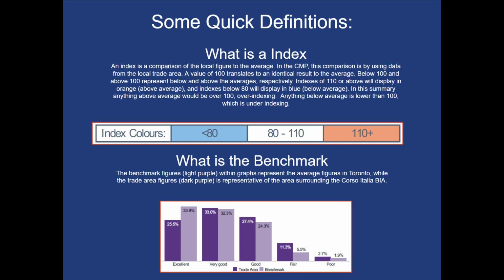For benchmark, it's a straightforward way of organizing data. If it's dark purple, it's representative of our data set, the data set for the trade area that we have about the people living in the area surrounding the Corso Italia BIA. And the light purple is the benchmark, which is represented by stats that we have about Toronto.